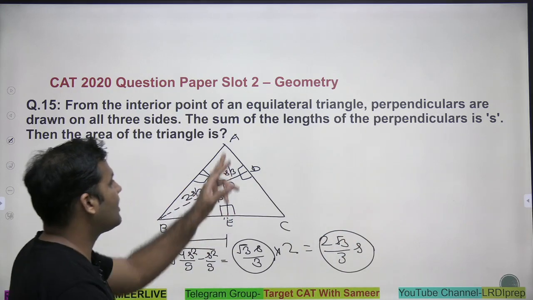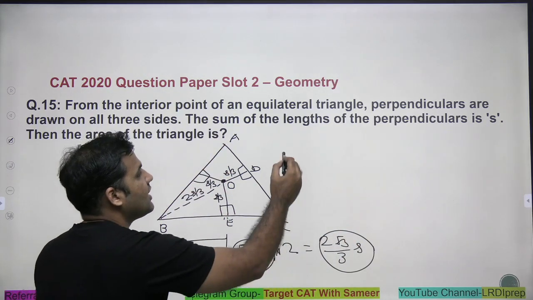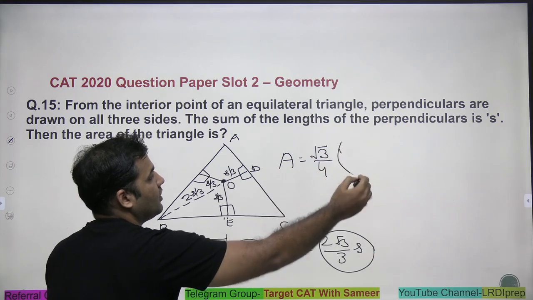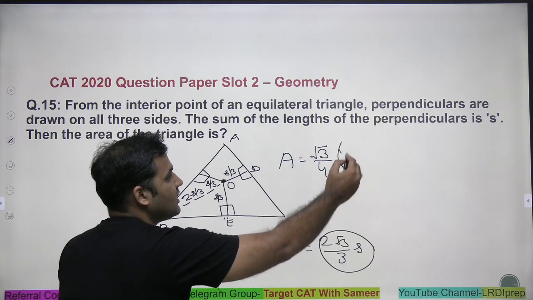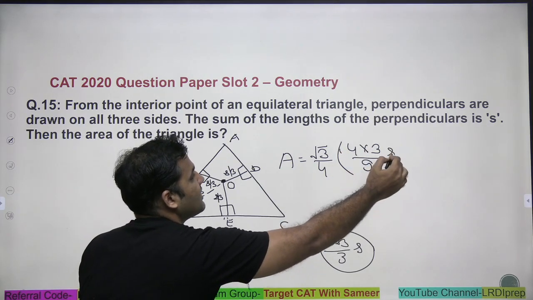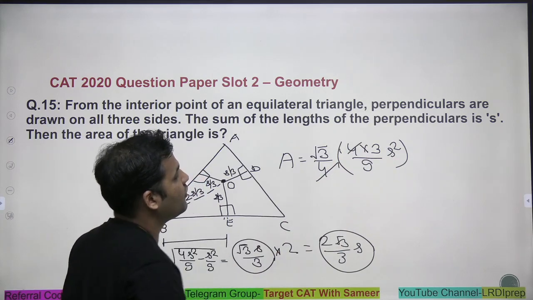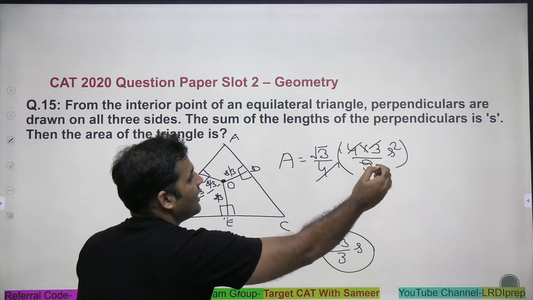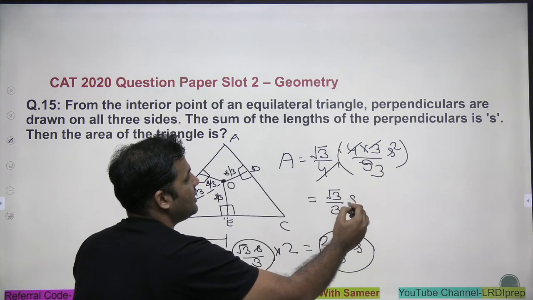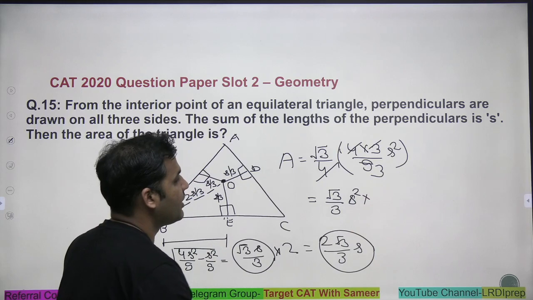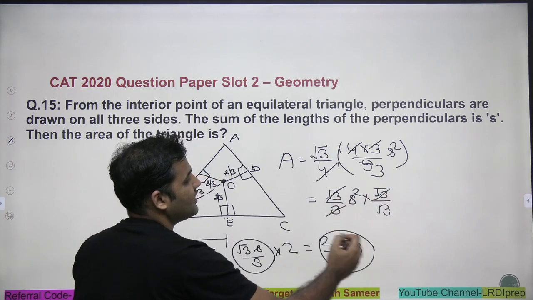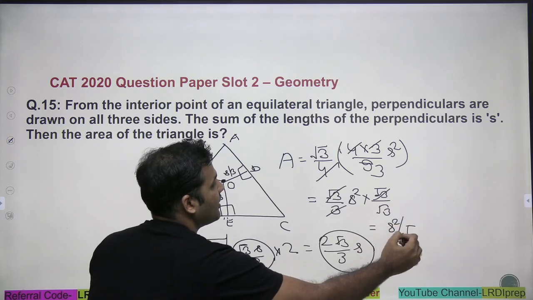If I want to find out the area of the equilateral triangle, I know that the area of an equilateral triangle is root 3 by 4 A square. Root 3 by 4, this is by side, so I can take a square of it, 4 into 3 upon 9 S square. 4 and 4 will get cancelled, right? This will cancel upon 3. I can finally get my answer as root 3 by 3 S square, which can further be written as root 3 upon root 3. This will get cancelled, so my final answer will be S square upon root 3.